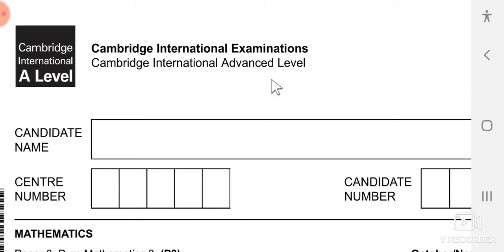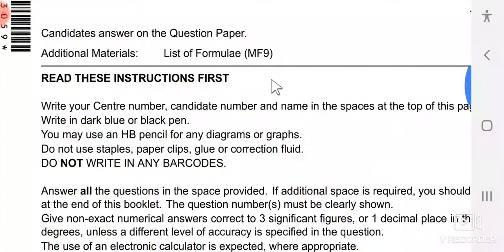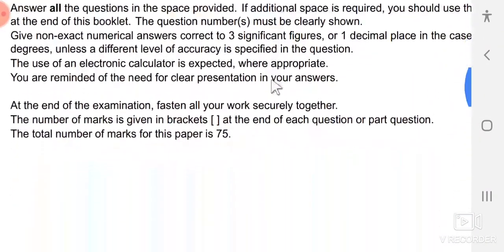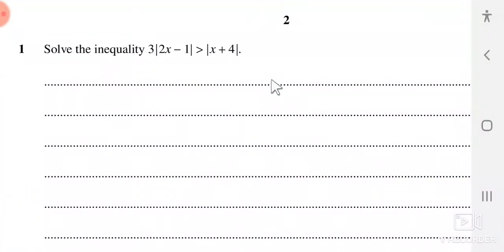So just listen. I'm going to start and give you a brief explanation, and by brief explanation I mean I give the full concept. Now I'm going to start. First question: look, solve the inequality.